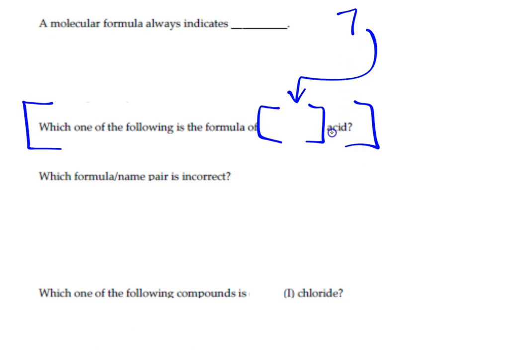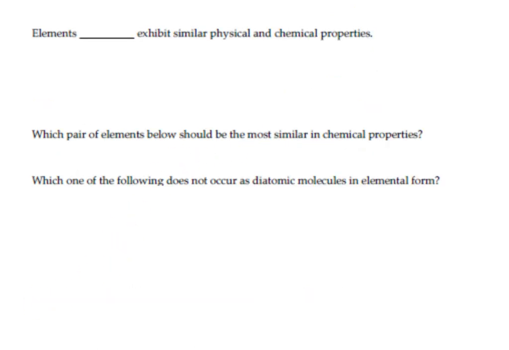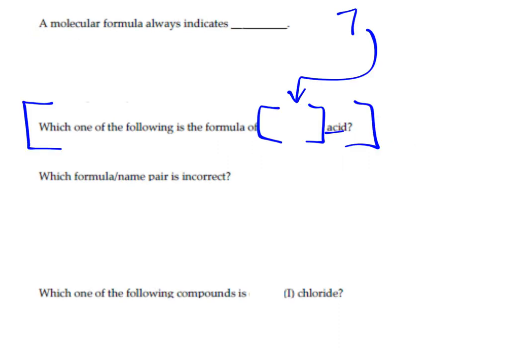Okay? But so far now, elements in the same family have the same properties. We need to know the difference between molecular and empirical. I'm going to ask you to know how to name an acid, and then what was this other part at the bottom? Oh yeah, diatomic. Those are the things so far you should know.